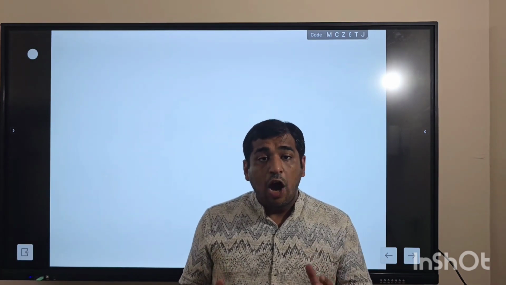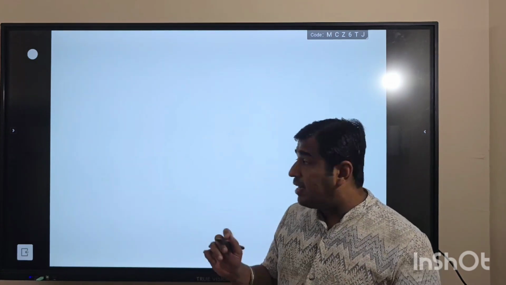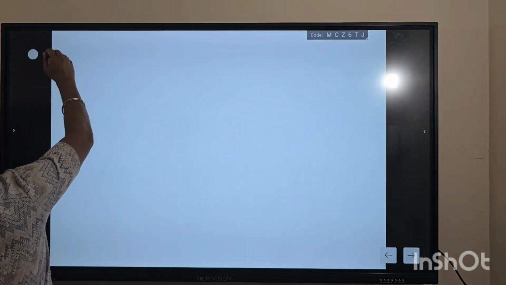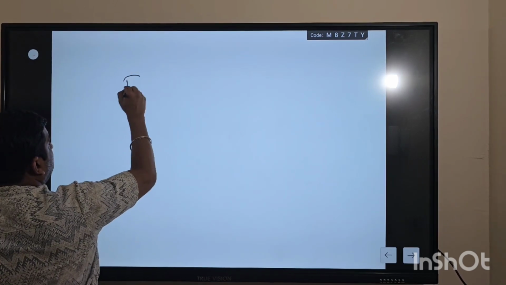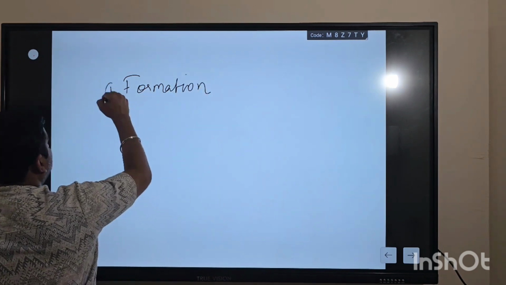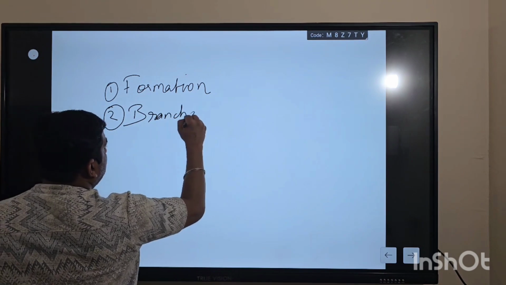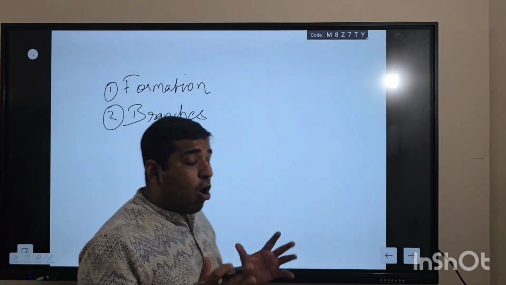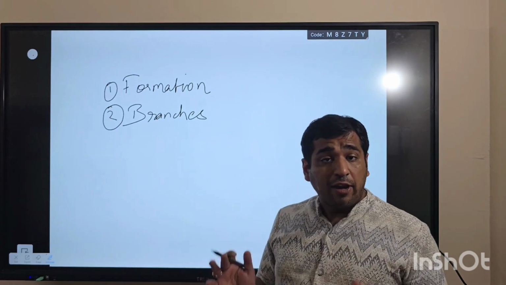So we see how it is formed. There are three agendas of this class. One is formation and branches. So we'll talk about how it is formed and its branches. Branches are very, very important.